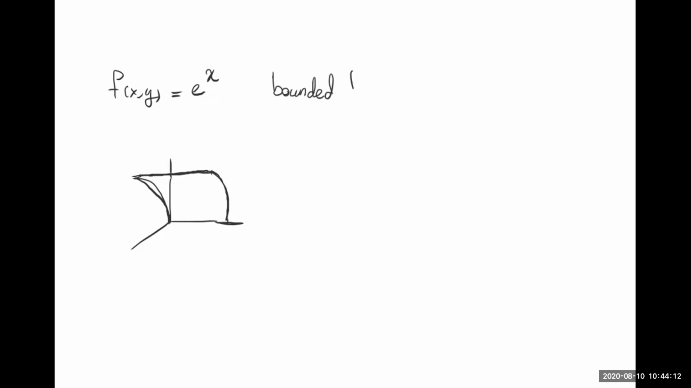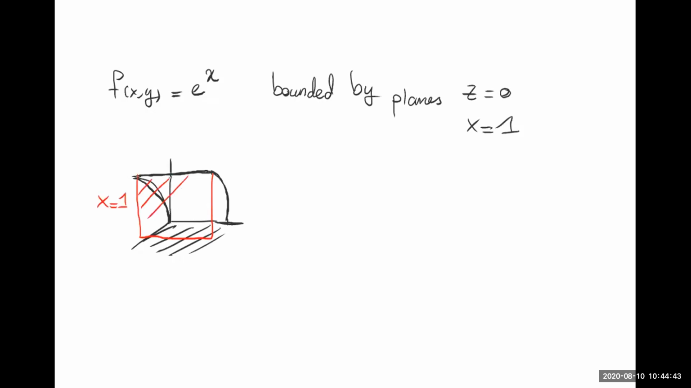Okay, it's a little not very natural, so I should give you the bounds. Bounded by, say, planes. Say this plane z equals 0. And then I should give you bounds for x, say x equals 1. That would be this region. And maybe I can do it with another color. This is x equals 1. And then I should give you bounds for values of y, say y equals 0 and y equals 1.